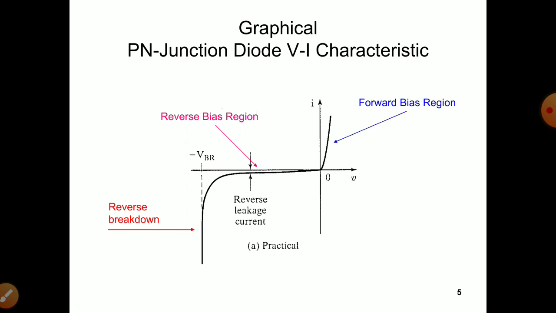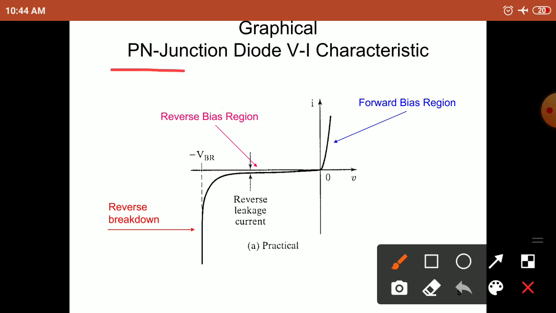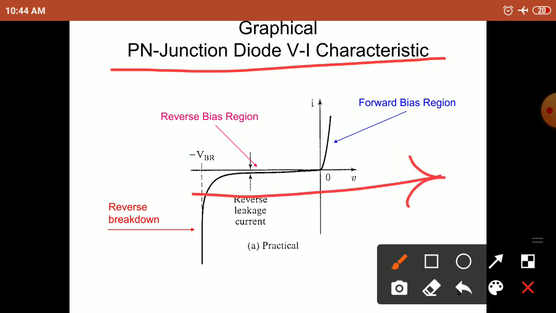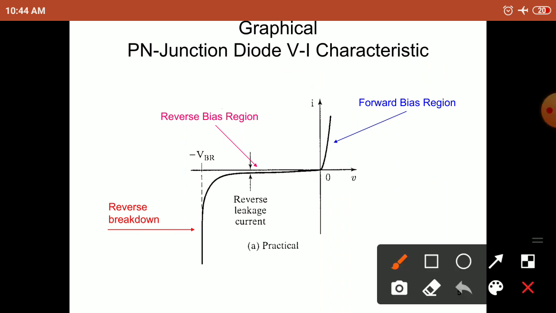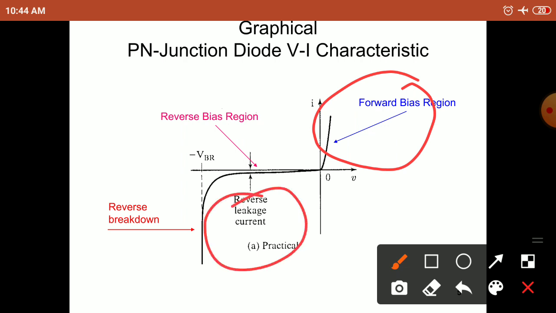So this graphical representation is shown here. The PN junction diode characteristics is a VI characteristics. On the x-axis we have taken the voltage applied to the diode, and the y-axis is the current flowing through the diode. As I explained in the constructional view, it operates in two modes, the forward biased region and the reverse biased region. Here it is clearly indicated: the first quadrant is the forward biased region, and the third quadrant is the reverse biased region.